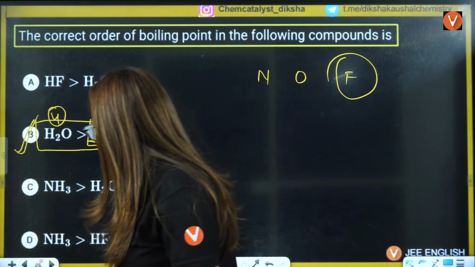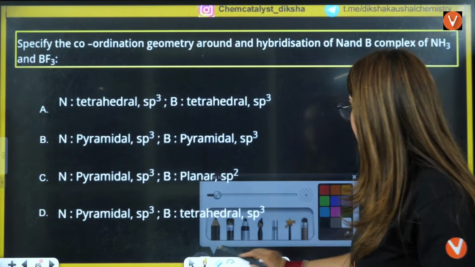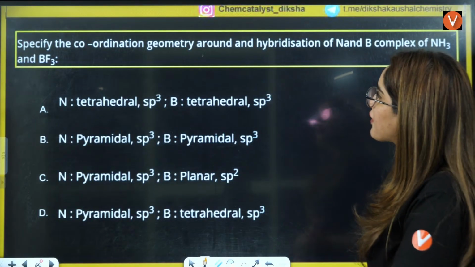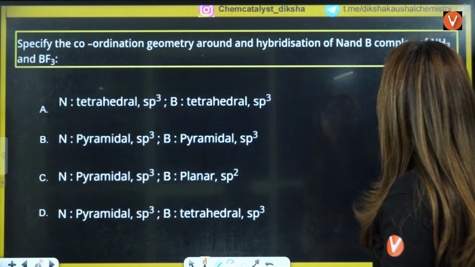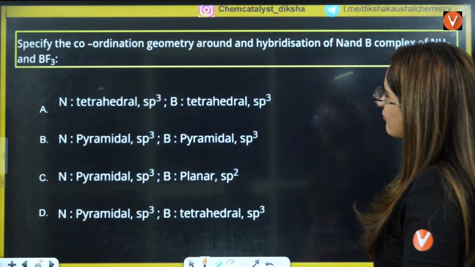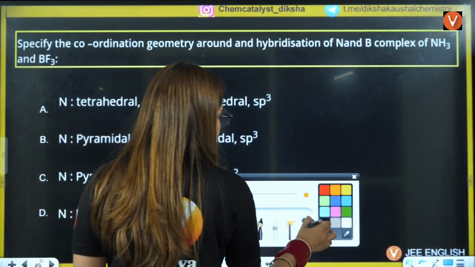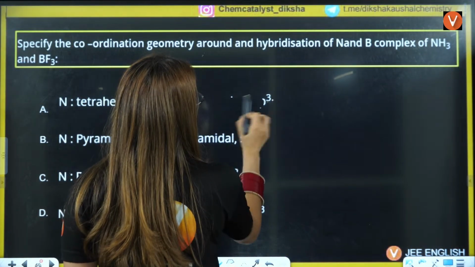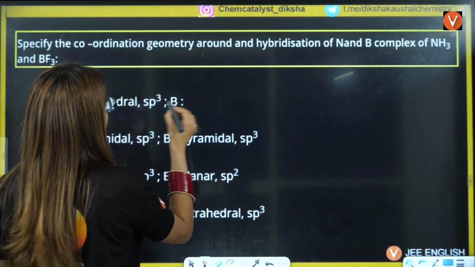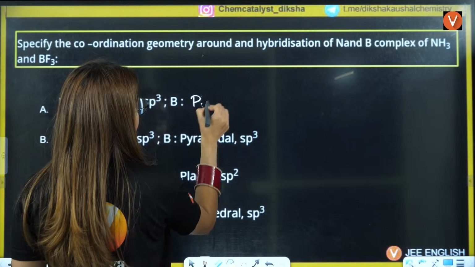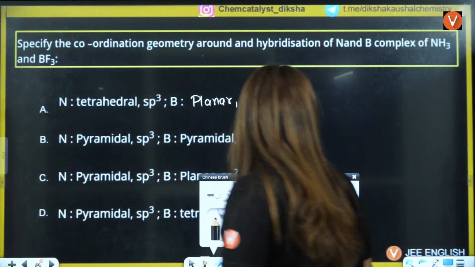Right? Okay, students. Next question, let us see that. Specify coordination geometry around and hybridization of N and B in the complex of NH3 and BF3. Wait a minute. I think I read this question out before also, but it was the wrong question here. It should be like this, okay? Let me just correct it. It should be this. Only then some answer is possible. Otherwise, answer is not possible.